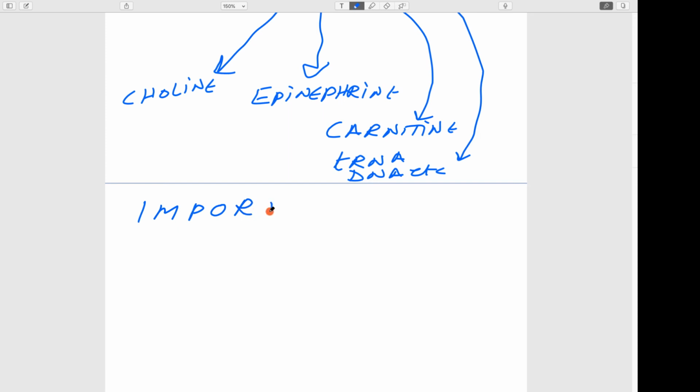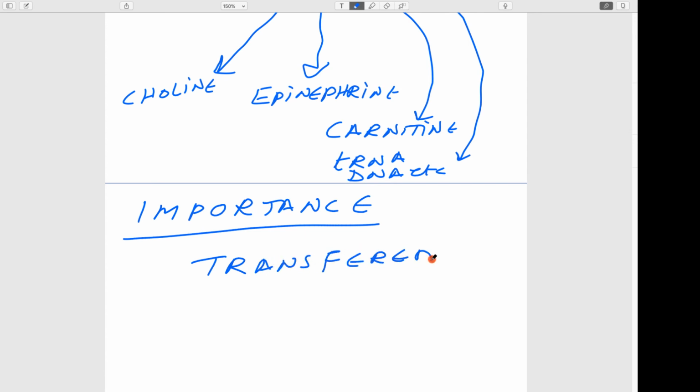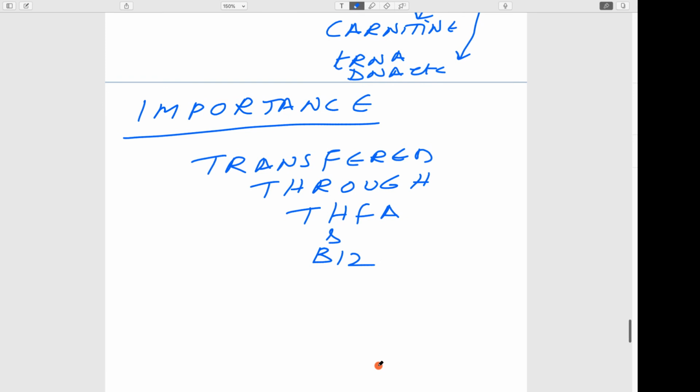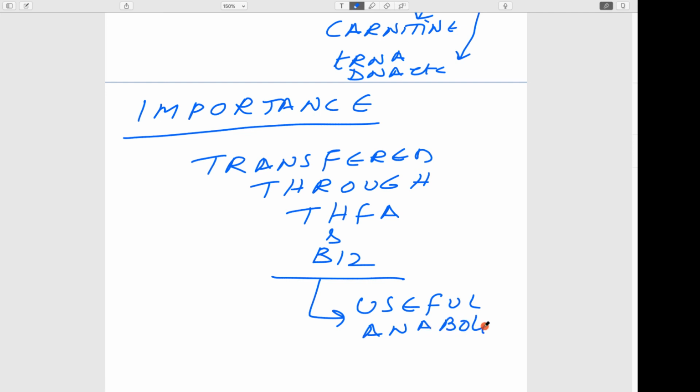What is the general importance of one carbon metabolism? They are at different levels of oxidation. They are transferred mostly through THFA, and vitamin B12 is also used. They are mainly useful in anabolic reactions, that is, synthetic reactions. As you have seen, formation of choline, epinephrine, carnitine, etc. have a very important role in metabolism. Also, there is transfer to RNA and DNA.